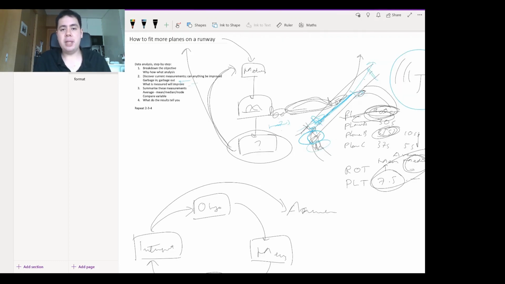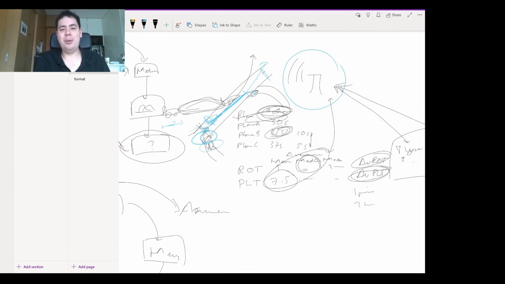Hopefully that's given you an explanation of data analysis using a practical example of how to land more planes on a runway.